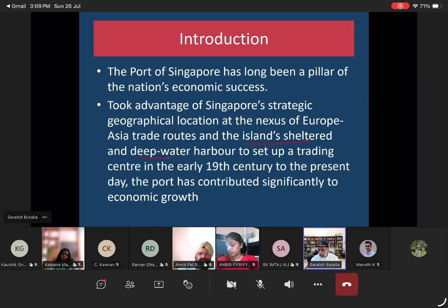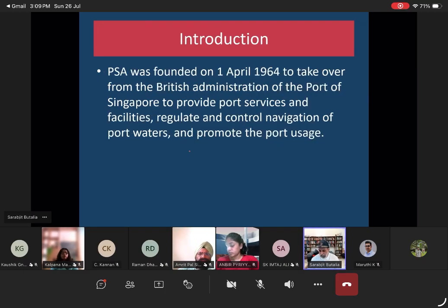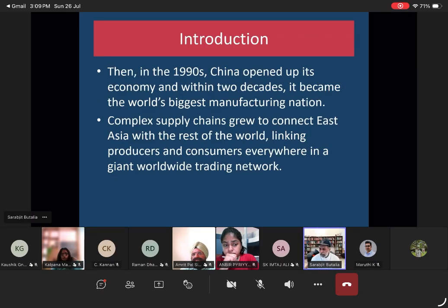So this was where the PSA, now I mentioned to you last time that they are managing not only the Port of Singapore, but even ports in India, ports like Tuticorin and others, because they have that know-how of how to run ports. So that is about it.